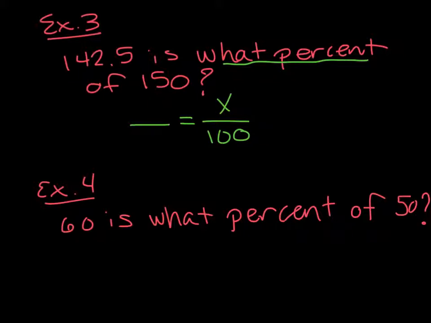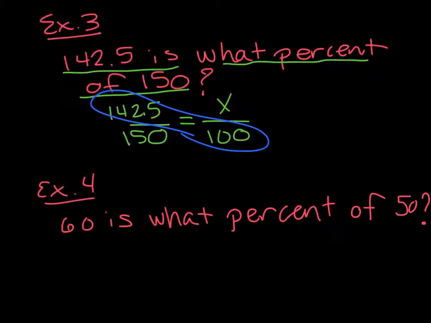You can put a p if you want, p for percent. Remember, it really doesn't matter what variable you use. And then it says of 150, that's my total. So the 150 is on the bottom. And I know that 142.5 is my part. So 142.5, now I'm going to cross multiply.